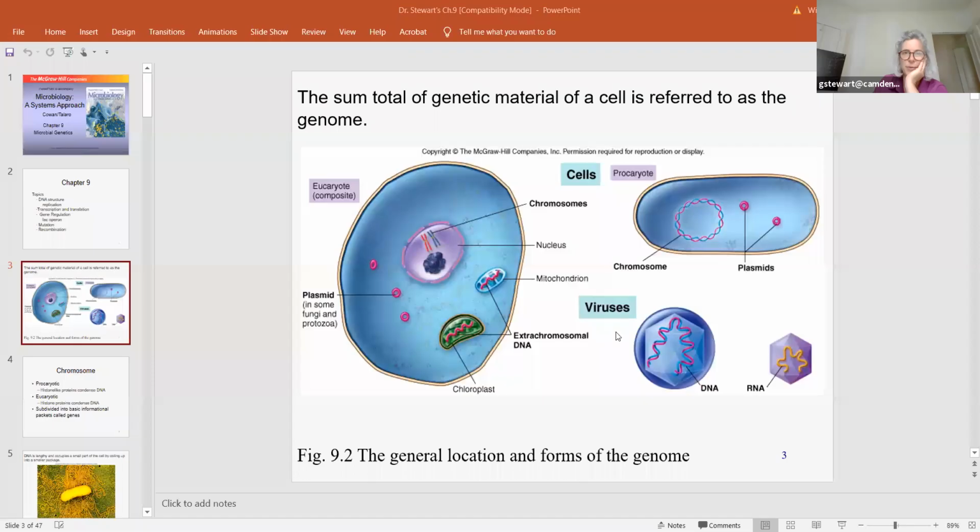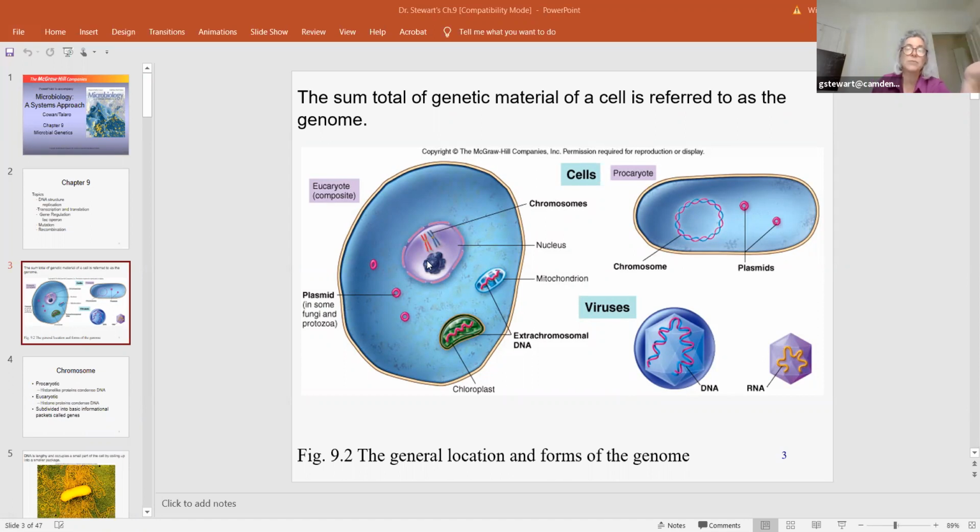So I'm going to share my screen with you now, and hopefully, there it is. So these are the PowerPoints from chapter 9. And this one I like to include because I like to remind everybody what we're talking about when we say genome, right? A genome means it is all of the DNA that the organism contains.